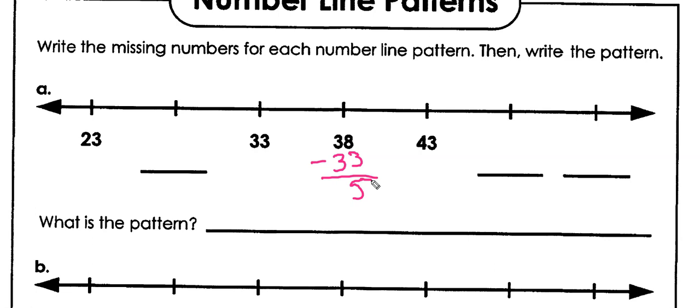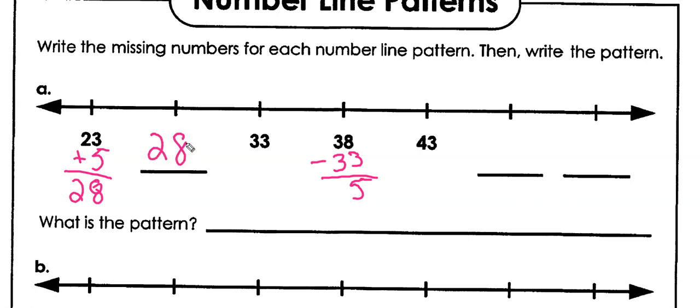So how do I get from 33 to 38? I add 5. So 23 plus 5. Okay, 3 plus 5 is 8. 2 plus 0 is 2. So then 23, I started on the number line with 23. I add 5 more, I get 28.